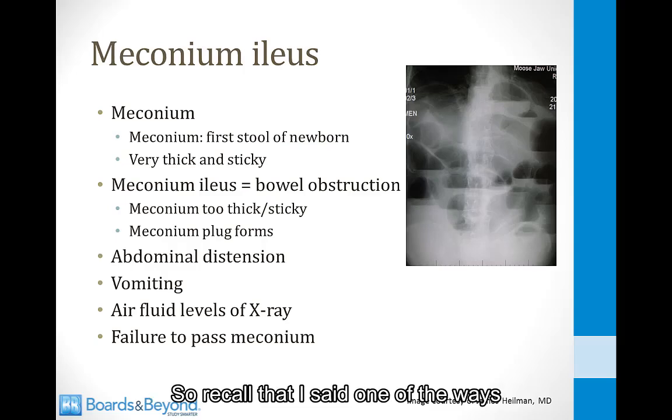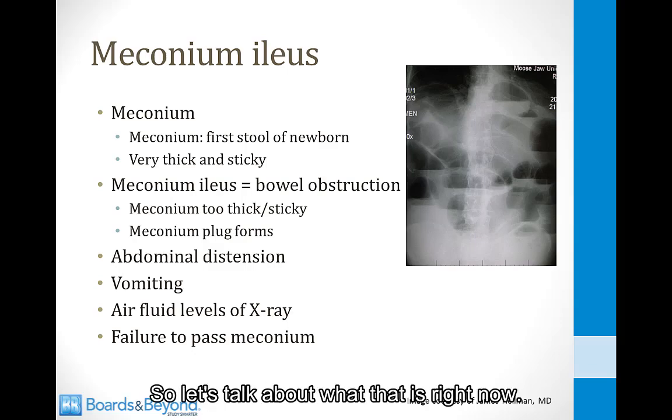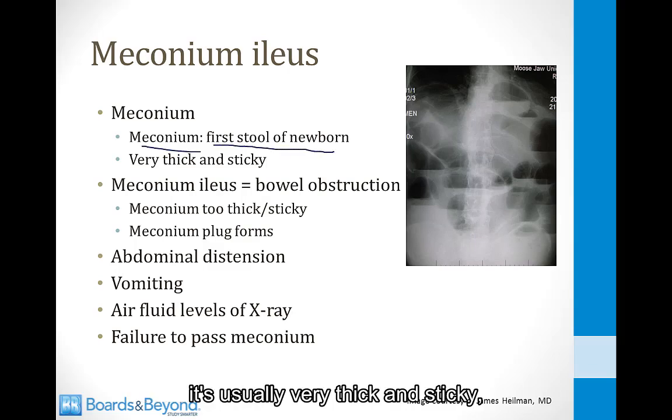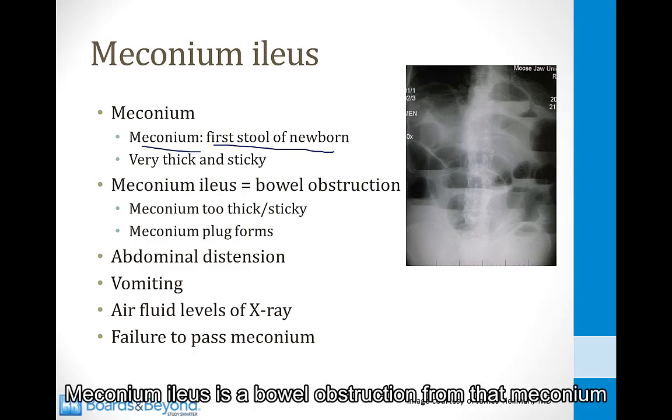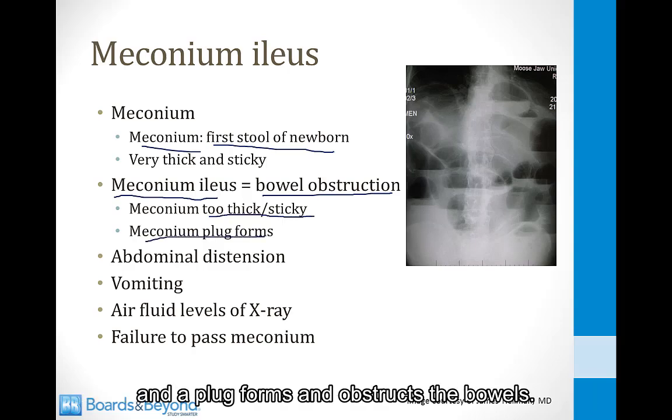So recall that I said one of the ways that CF often presents in infants is with a bowel obstruction from meconium ileus. So let's talk about what that is right now. So meconium is the first stool of the newborn. It's usually very thick and sticky, and it usually passes shortly after birth. Meconium ileus is a bowel obstruction from that meconium, and it occurs when the meconium is too thick and sticky and a plug forms and obstructs the bowels.